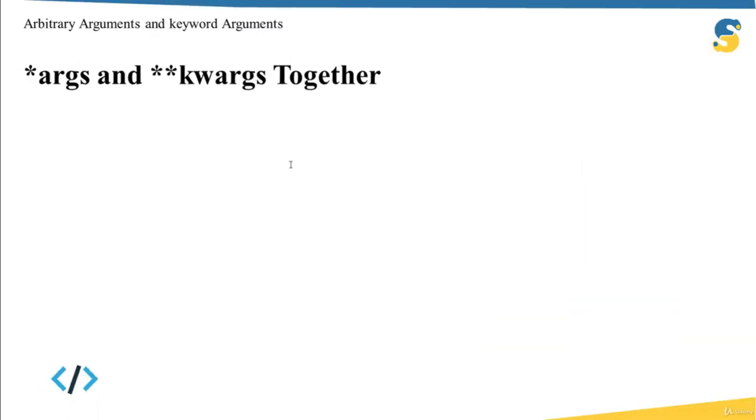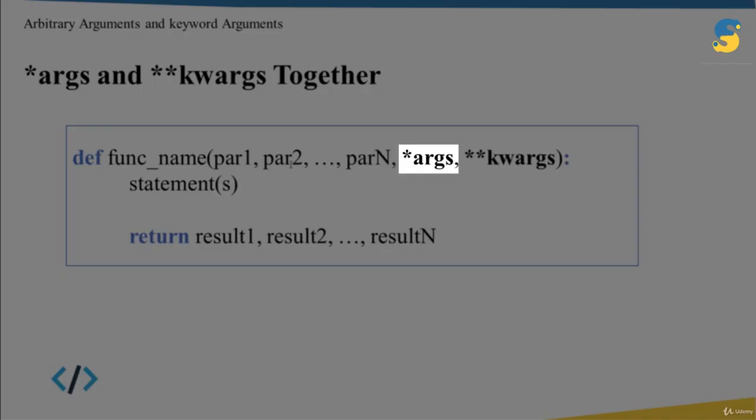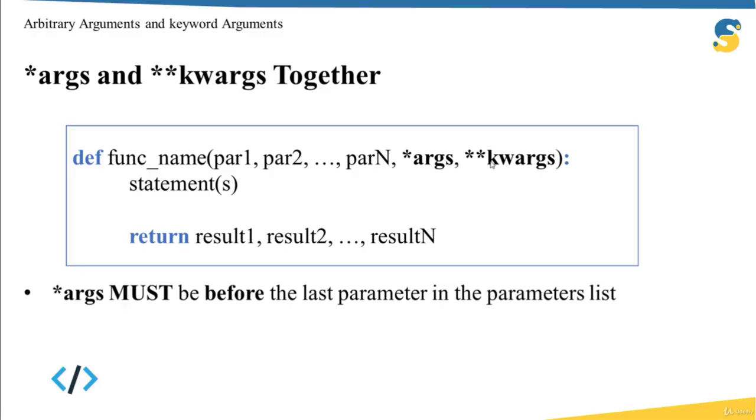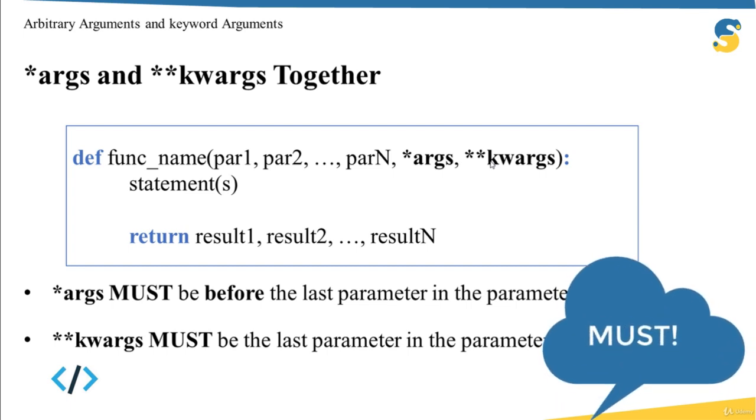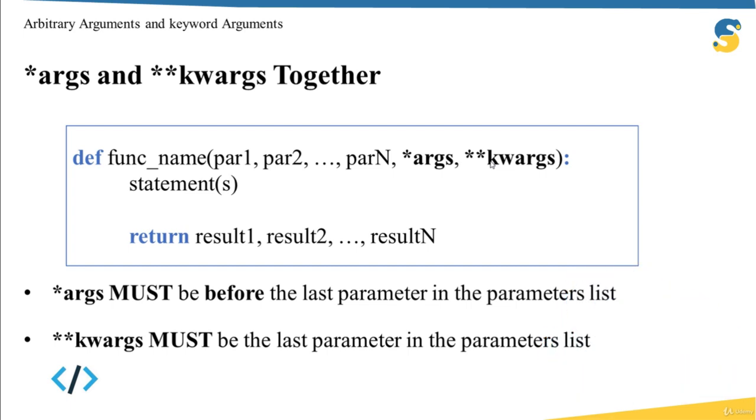The last idea that I want to talk about is the question that could arise in your mind right now. What if I want to use together asterisk args and double asterisk kwargs? In this case, you have to put asterisk args first and double asterisk kwargs second. So asterisk args must be before the last parameter in the parameters list. Double asterisk kwargs must be the last parameter in the parameters list. And I use the word must because otherwise you will get a syntax error.